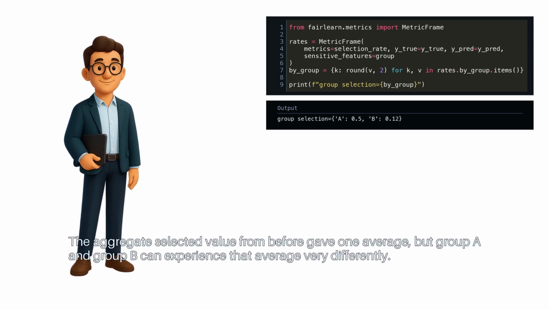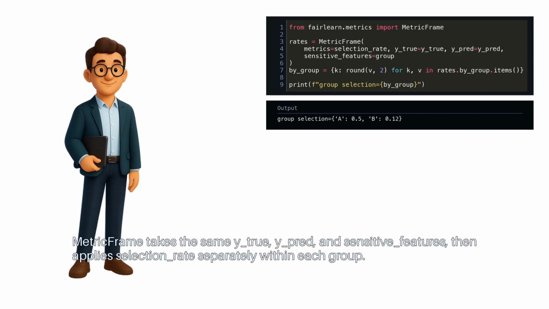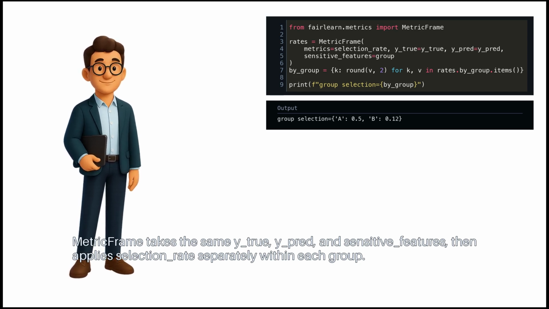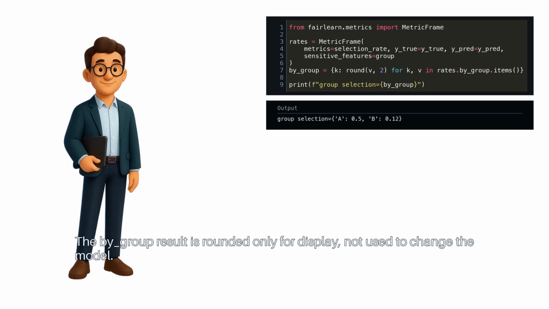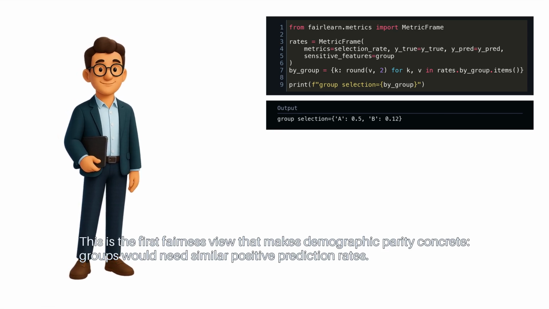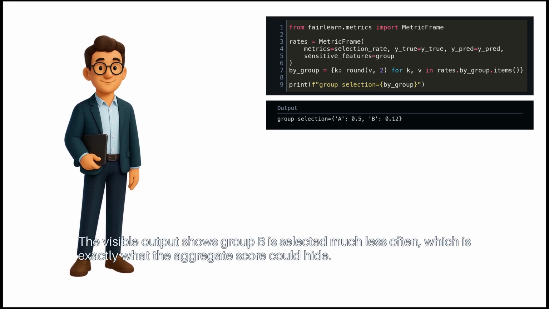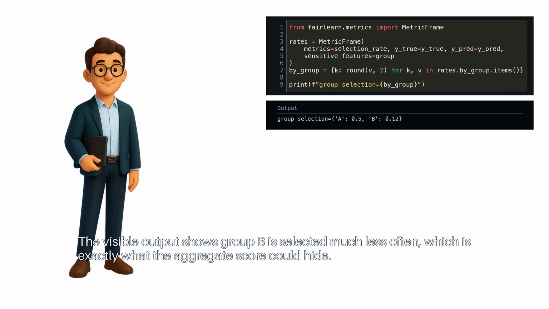The aggregate selected value from before gave one average, but Group A and Group B can experience that average very differently. MetricFrame takes the same Y-true, Y-pred, and sensitive features, then applies selection rate separately within each group. The by-group result is rounded only for display, not used to change the model. This is the first fairness view that makes demographic parity concrete. Groups would need similar positive prediction rates. The visible output shows Group B is selected much less often, which is exactly what the aggregate score could hide.